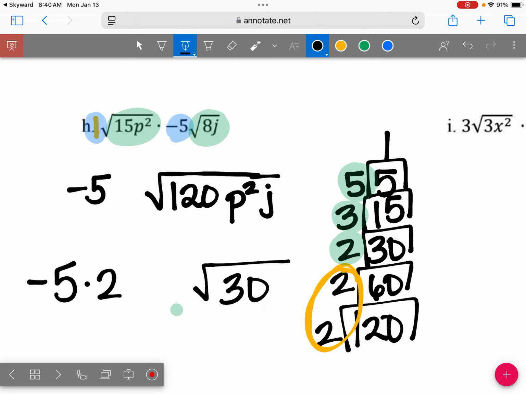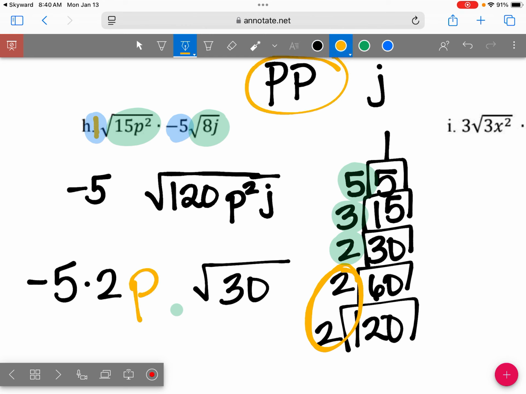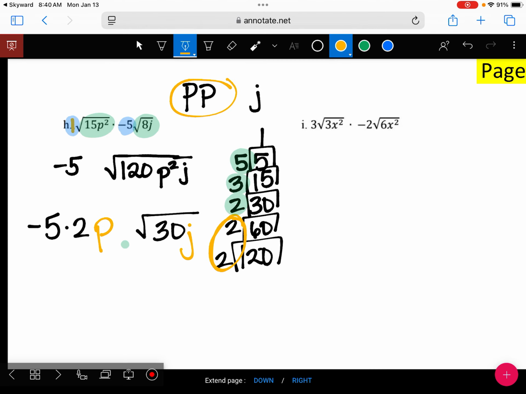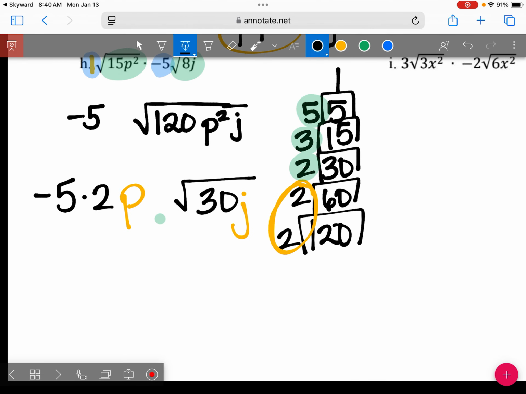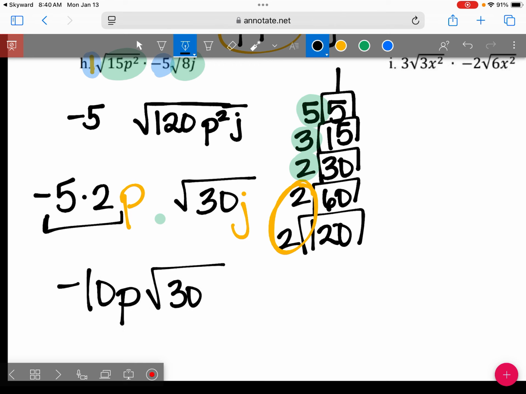Now let's look at our variables. I have 2 pizzas. And I have 1 juice. So I can make 1 pair that can come out. But with the juice, I can't make a pair, so it has to stay. So the last thing we need to do is clean it up. So that would be -10p and then square root of 30j. Who had that for their answer? Anybody? All right, one more question and then we're finished for today.